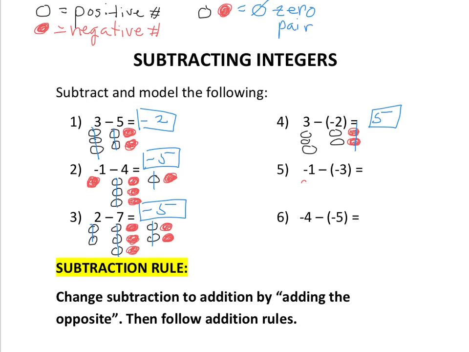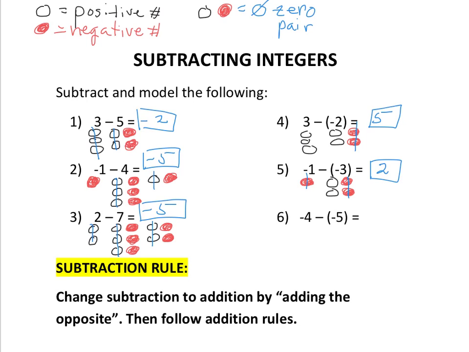All right, look at number 5. So we start with 1 negative counter. And the problem says to take away 3 negative counters. Well, I have 1 negative counter. I need to be able to take away 3 of them. So I'm 2 negative counters short. So I have to add 2 0 pairs. So here's 1, and here's 2. Now I have enough negative counters to take away 1, 2, 3 of them. Count what's left over. 1, 2. And so my answer is 2 positive. So +2.